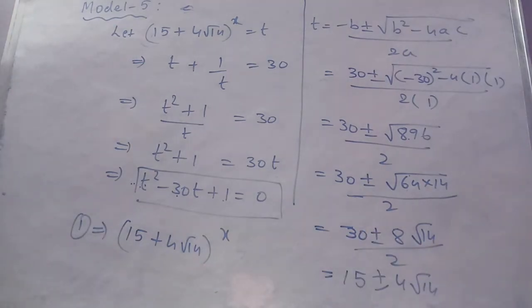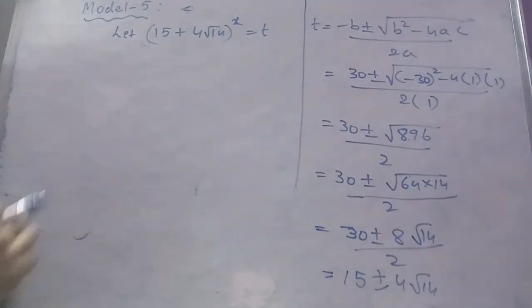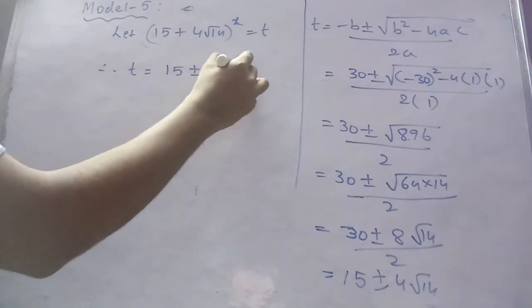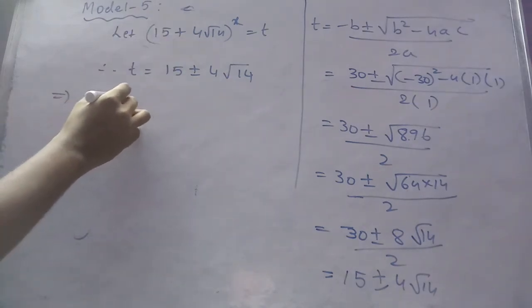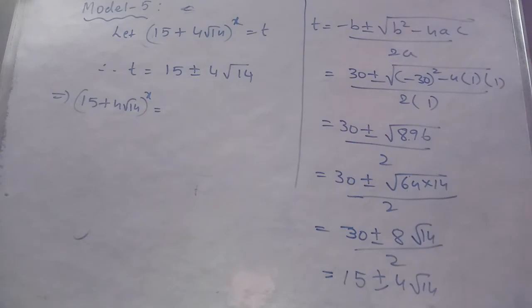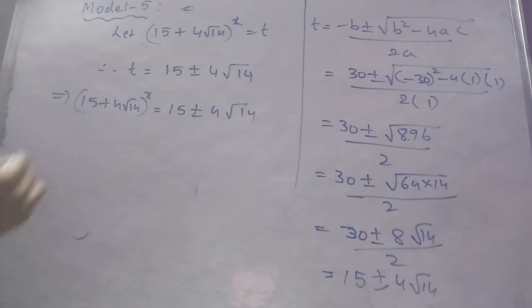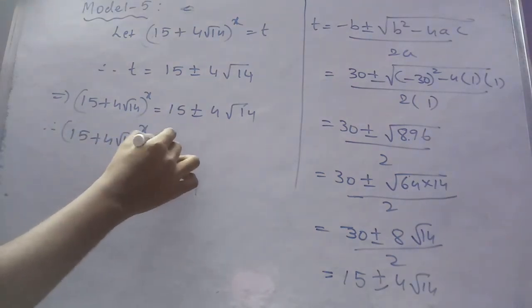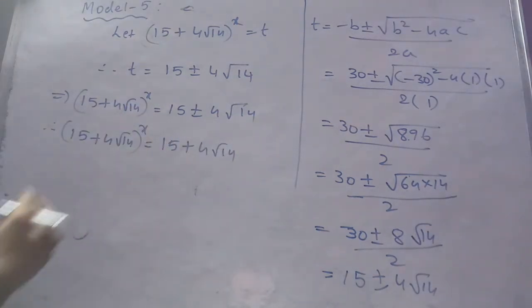So therefore I have got the value of t: t is equal to 15 ± 4√14. But actually t means (15 + 4√14)^x. So this can be written as 15 + 4√14, or this can be written as 15 − 4√14, right? So let us write both the cases.